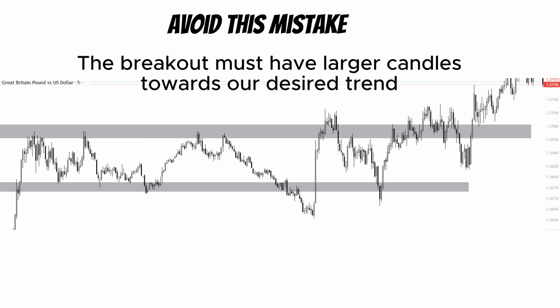In our preferred case, it would be an aggressive bearish candle and not a bullish one. A large candle indicates an increase in trading volume. This increase in volume shows that there is interest in moving the market. If there is not enough liquidity or volume, the market simply won't respect our trading plan. So key note to remember, the breakout should have larger candles towards the trend we have planned the setup for.